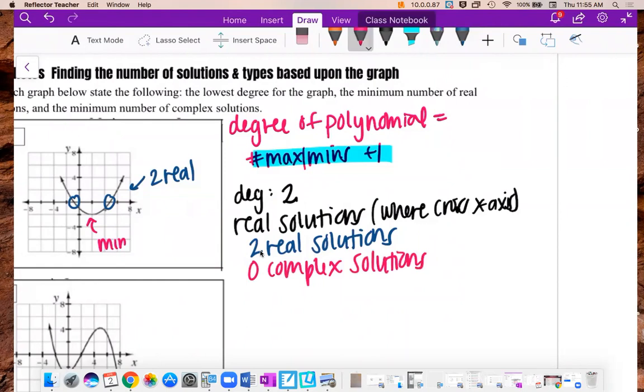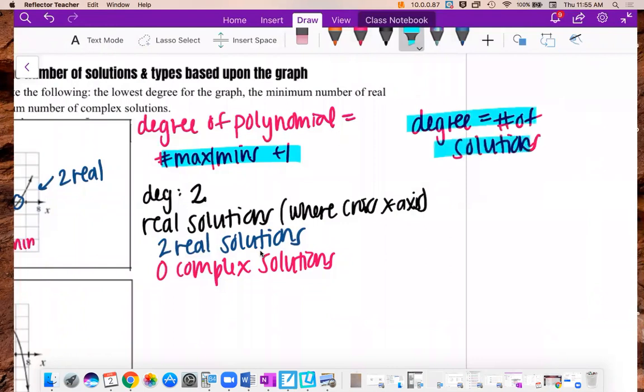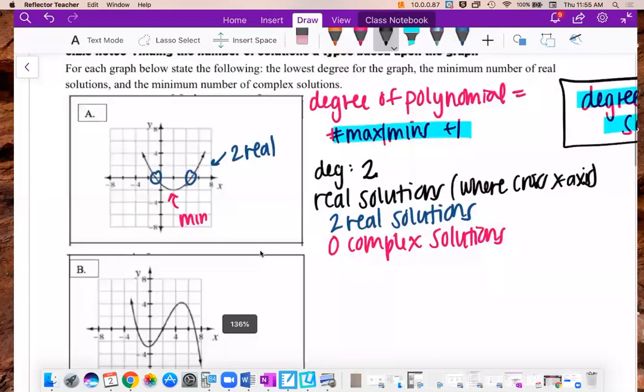So another thing you probably want to have written down is that the degree equals the number of solutions. So that's how many solutions you should have at the end of this. So this is a really, really important one, especially when we get into our next learning for next week.